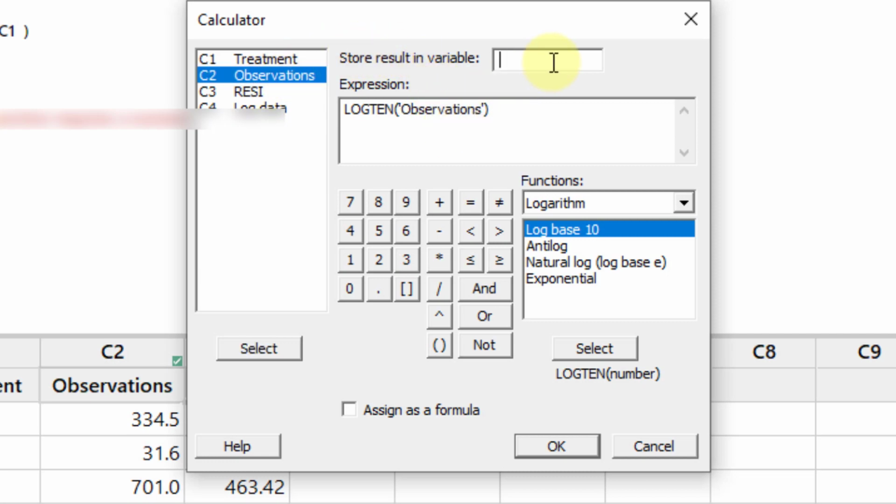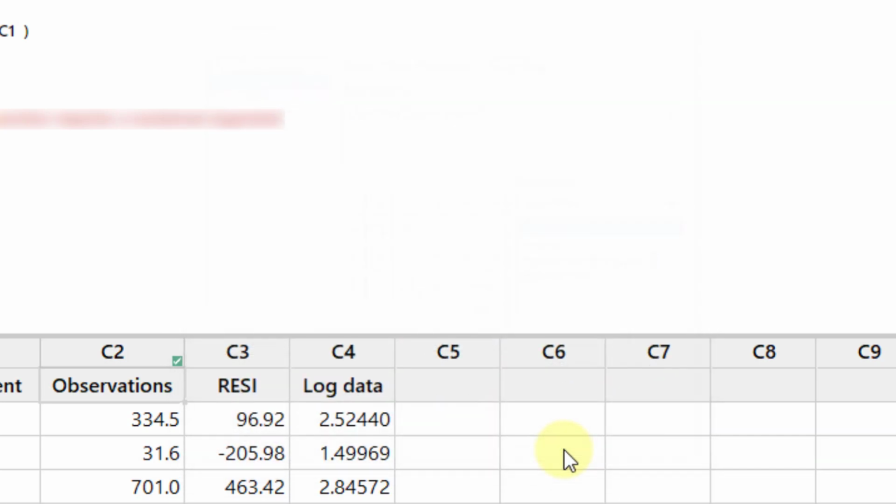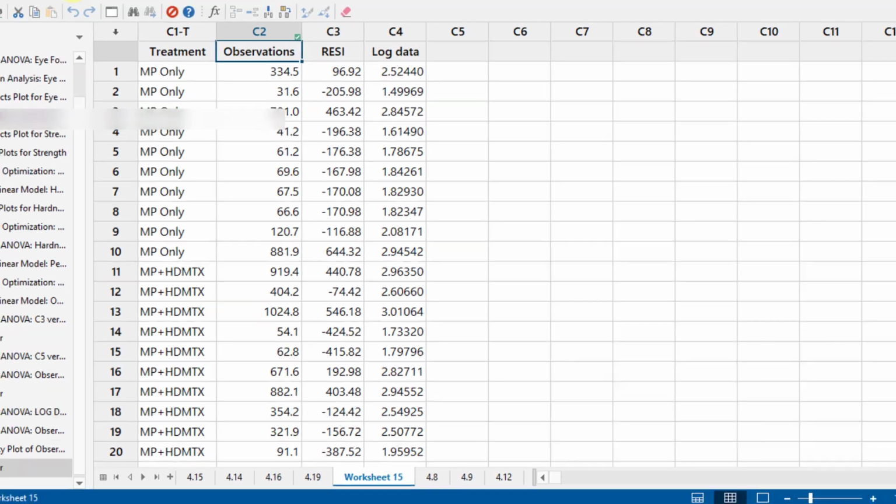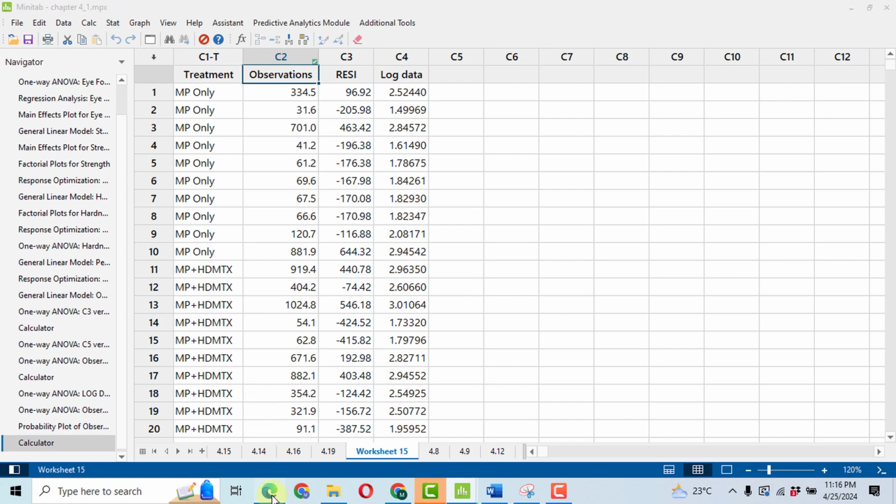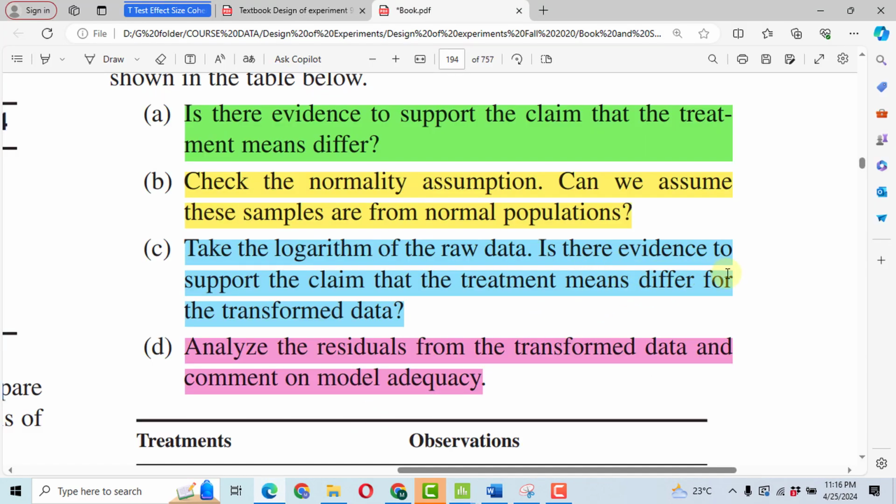Then select the column in which you need the data to be stored. So I say log data. Then click OK. You will get logarithmic data. After getting this, again perform one-way ANOVA in order to analyze whether there is any evidence to support the claim that treatment means differ for the transformed data.